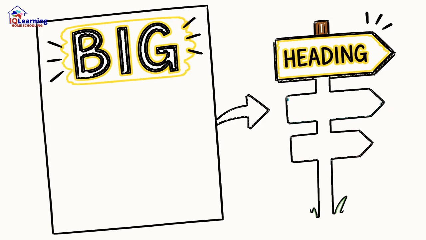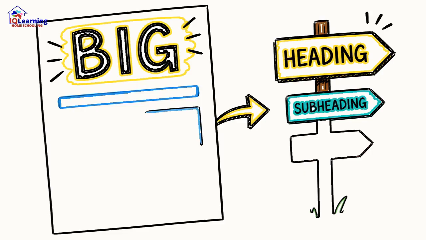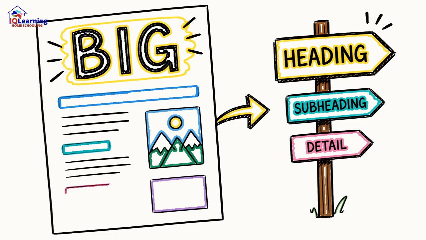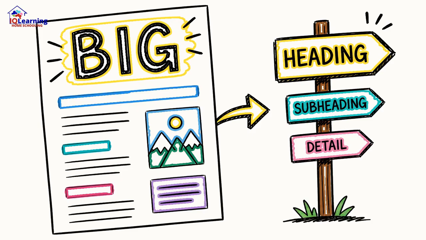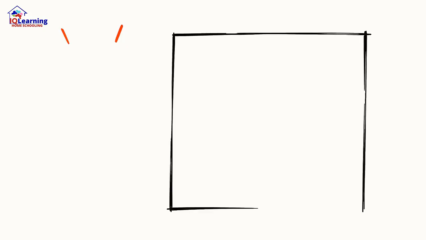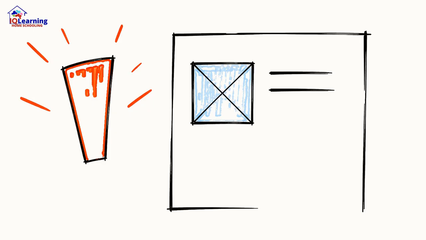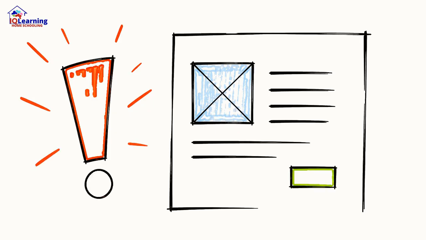But what we see is as important as what we read. Designers call this visual hierarchy. The biggest thing on the page, usually the main heading, is what we see first. A splash of bright color demands our attention, and white space, the empty areas, gives the design room to breathe, making it feel clean and focused.